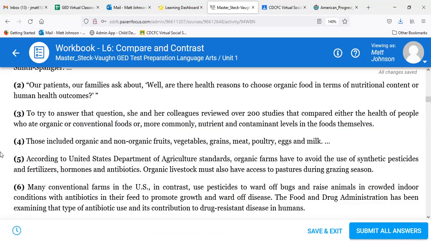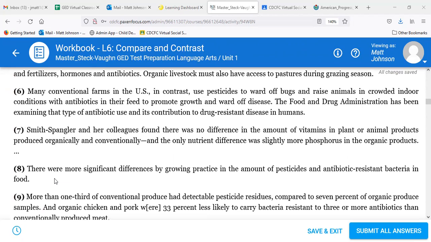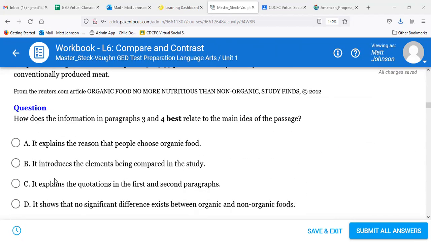So paragraph 3 is, she and her colleagues reviewed over 200 studies that compared either the health of people who ate organic or conventional foods, or more commonly, nutrient and contaminant levels in the foods themselves. And then 4 is those included organic and non-organic fruits, vegetables, grains, meat, poultry, eggs, and milk. So how does that information relate to the main idea?